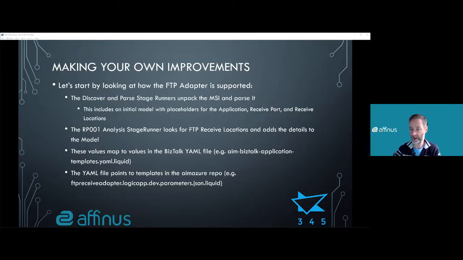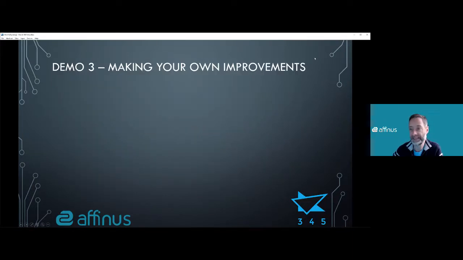So we run through and we build a model, then we use that model and a liquid template to build a YAML file, and then that YAML file describes how we are going to change the templates that are output at the other end. It makes more sense when I go through and do a demo. So we'll do a demo, making your own improvements.